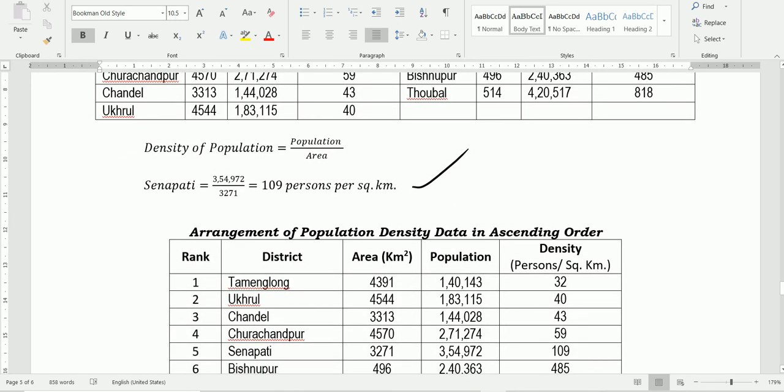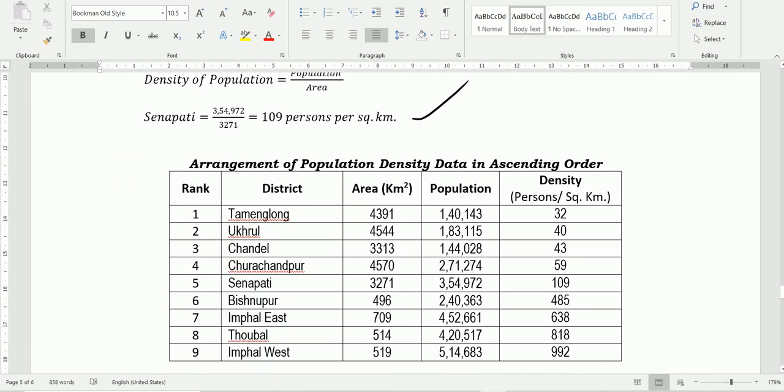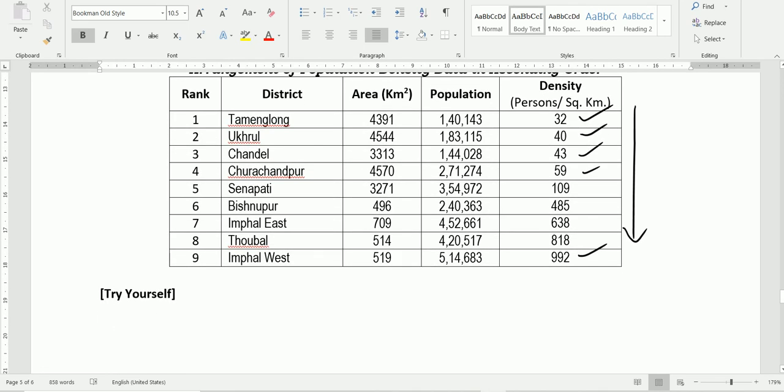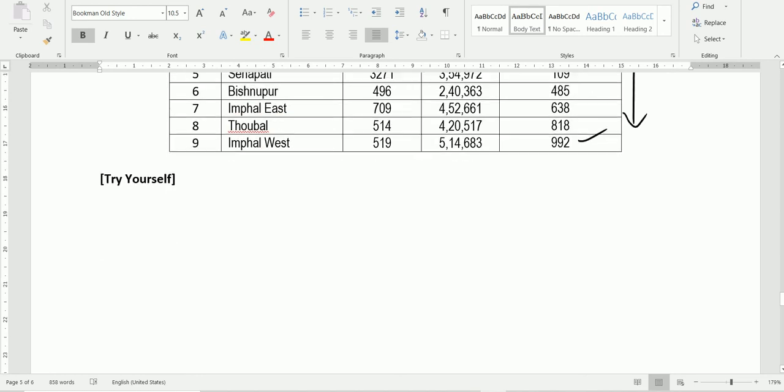And after that you may give ranking. Okay, you may arrange it in ascending order. So here Tamenglong has the least density of population, then Ukhrul, then Chandel, Churachandpur, and the district having the highest density is Imphal West. So in this way we are arranging in ascending order. And like before, this one also we may use unequal class intervals.